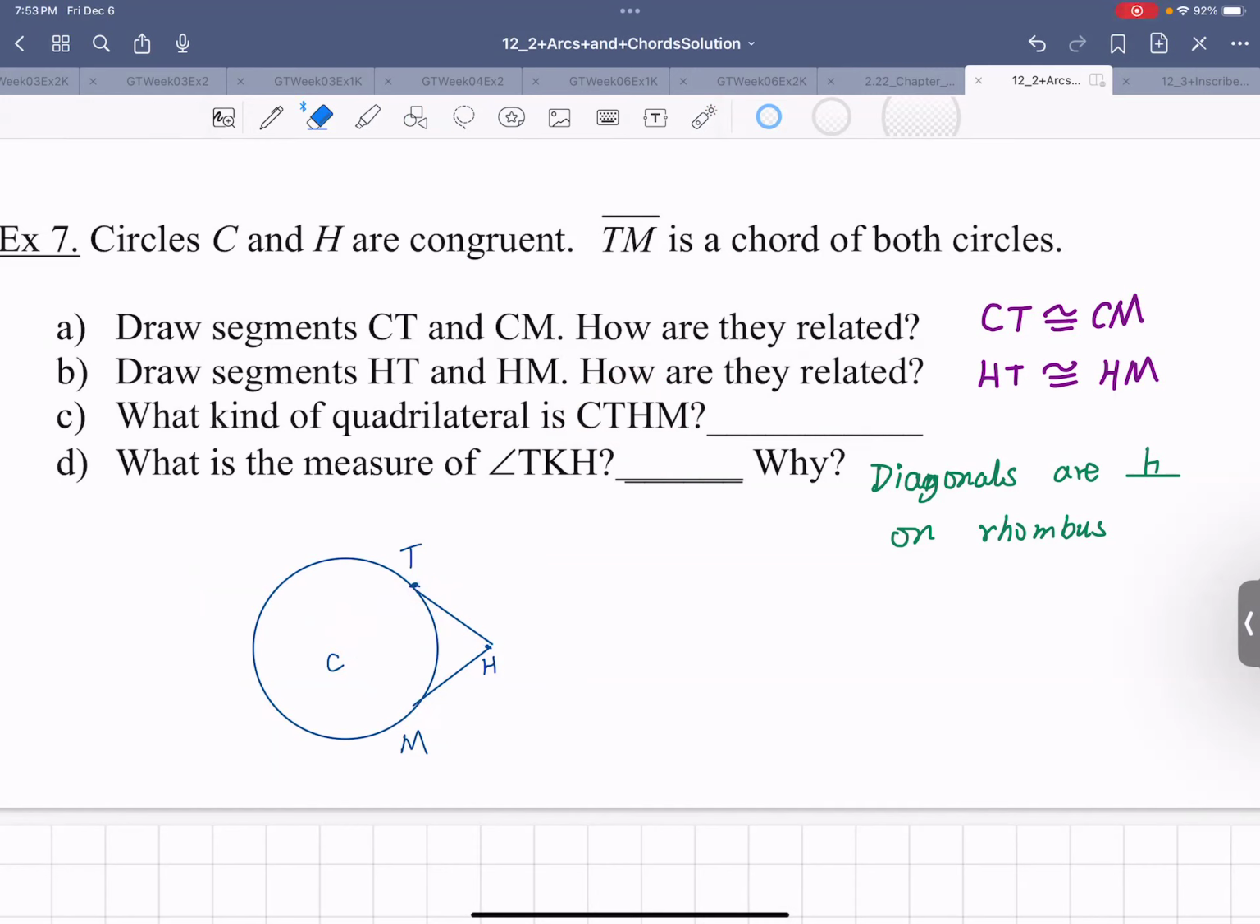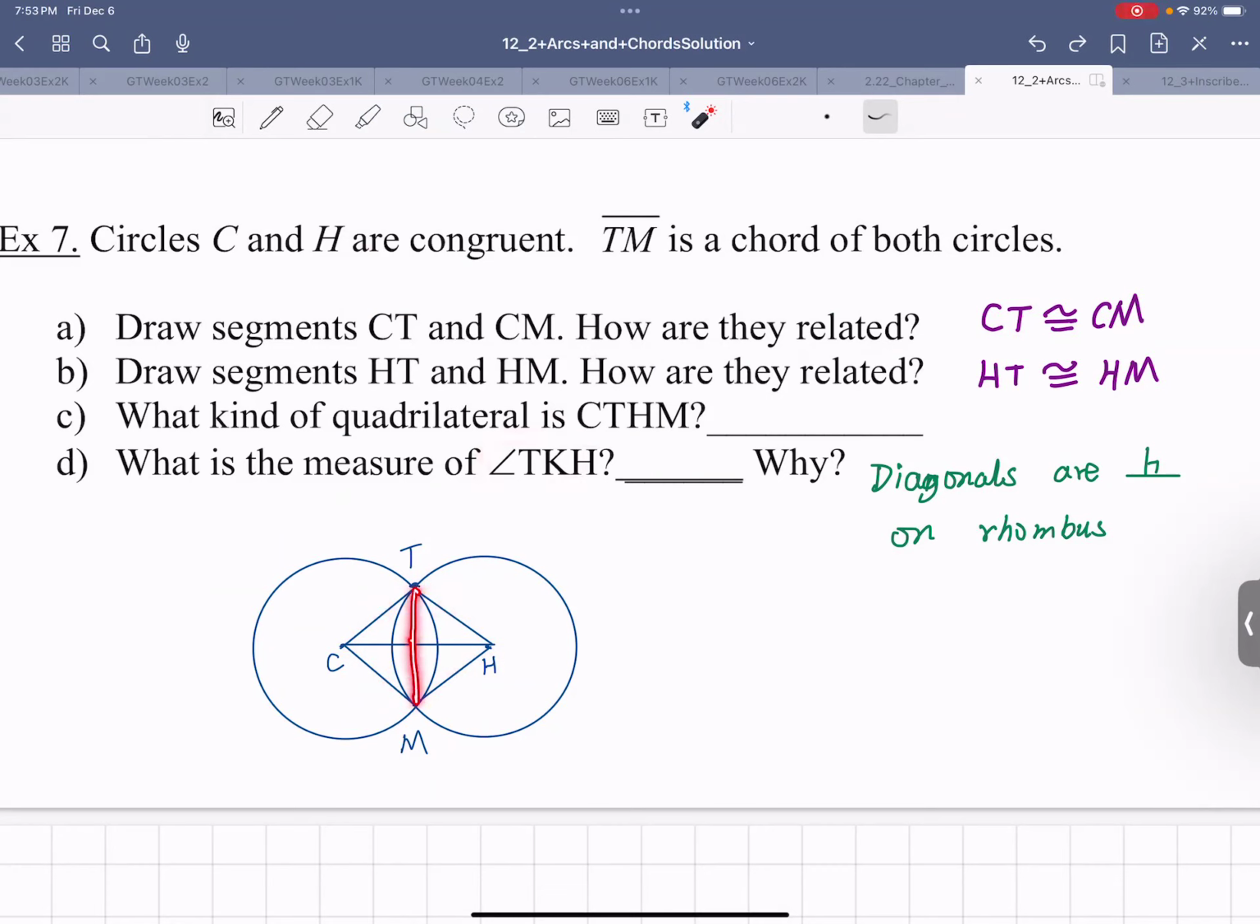Do you think what kind of shape is this? This is a quadrilateral, but what kind of shape is this? You think this is a square? Or this is a parallelogram? Or what else? A rhombus? Yes, good job. That's a rhombus. This is a rhombus because these two circles have the same radius. So 1, 2, 3, 4. These 4 lines are congruent.